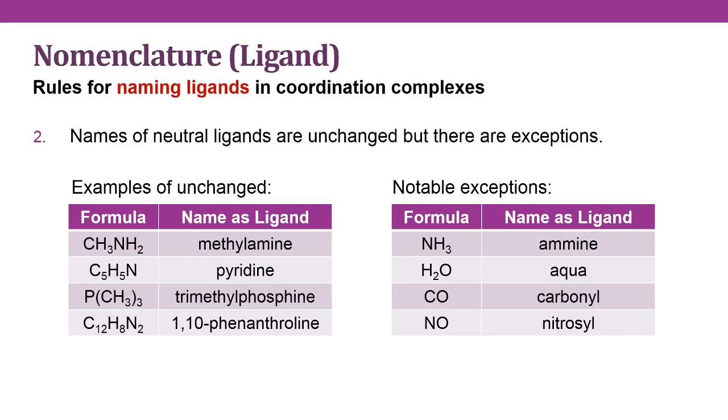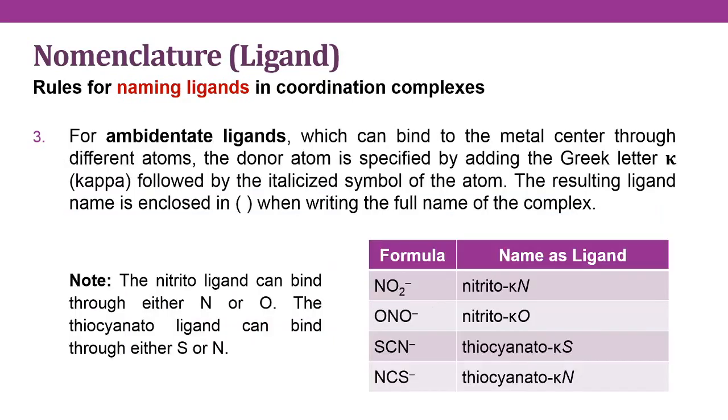The second exception is the compound H2O, which we all know as water. When coordinated to a metal, it is named aqua. Then we have carbon monoxide and nitrogen monoxide, which are named carbonyl and nitrosyl respectively. Lastly, for ambidentate ligands, we will need to specify which atom is coordinated to the metal.